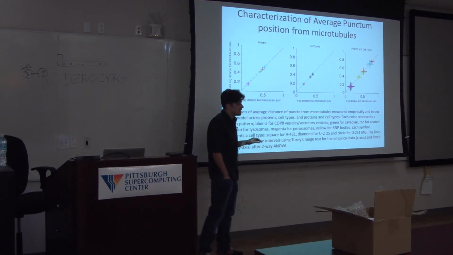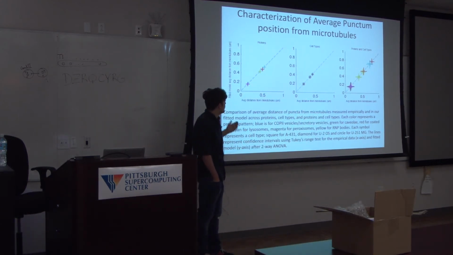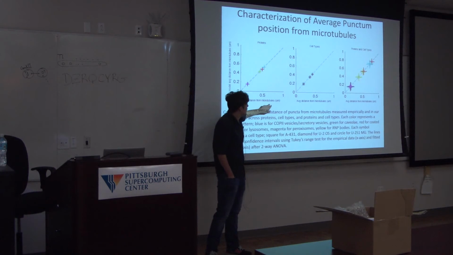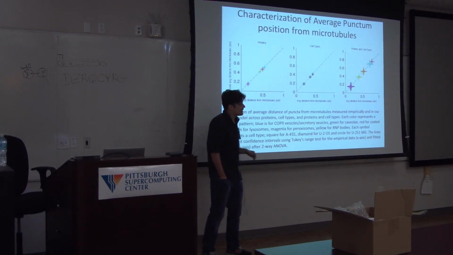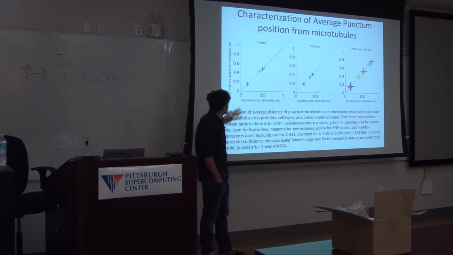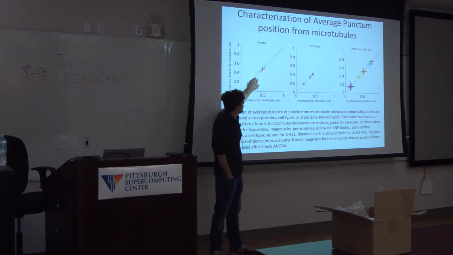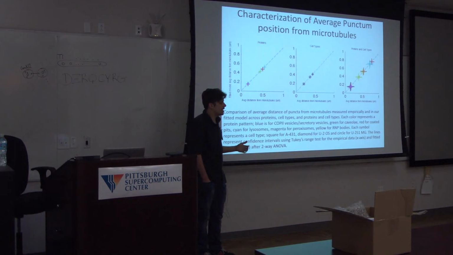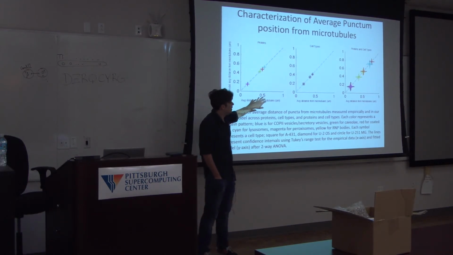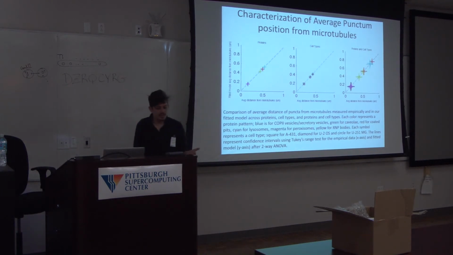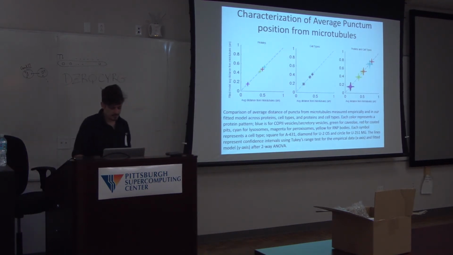And this data is presented in a similar method to the previous figure, where we have the fitted model on the y-axis and the measured distances on the x-axis. And we can see that everything's fitting quite well along the diagonal, meaning that our model is adapting well to this wide range of localization patterns.